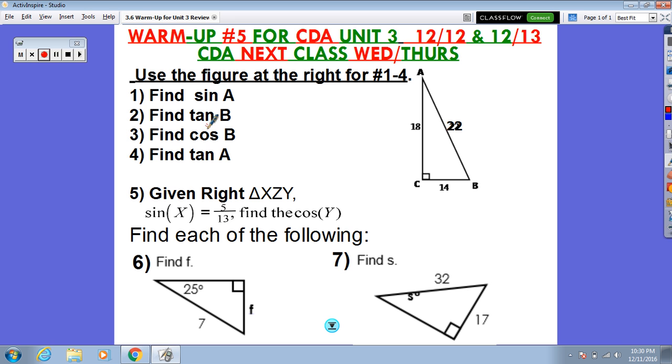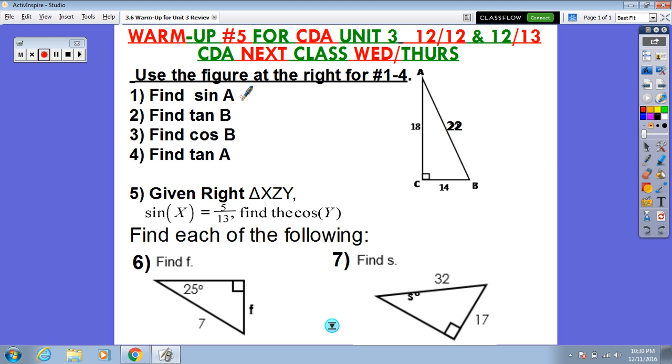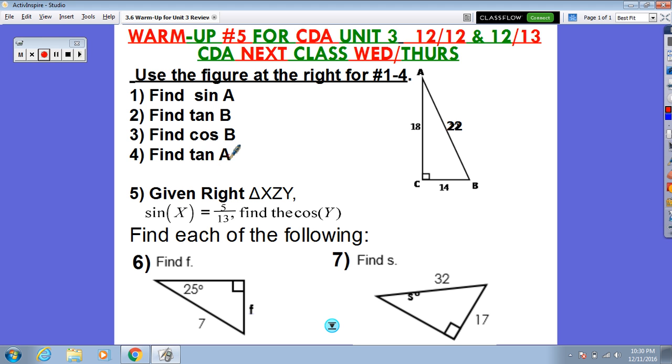Alright, so 1, 2, 3, and 4 asks us to use the figure that's over here to the right. So notice we have triangle A, B, C. C is the right angle. So remember you draw the little man depending on which angle you're looking at it from. So I'm going to go ahead and write SOHCAHTOA over here. So for all of my examples, I already have this up on the board. And this should be one of the first things you do also once you get your study guide paper and when you're taking your CDA.